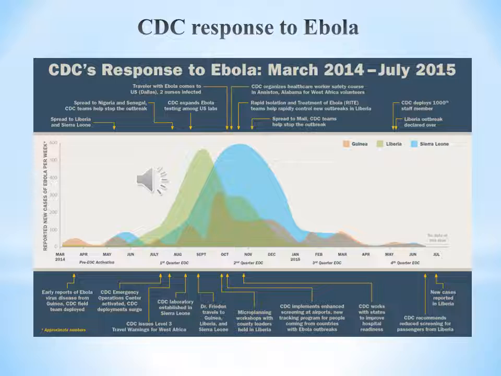CDC issued travel warnings for Western Africa, and CDC also conducted micro-planning workshops with country leaders held in Liberia. And CDC implements enhanced screening at airports, new tracking program for people coming from countries with Ebola outbreak. And the CDC worked with states to improve hospital readiness. And CDC recommends reduced screening for passengers from Liberia by the end of June. And deployment of staff members and rapid isolation and treatment of Ebola.